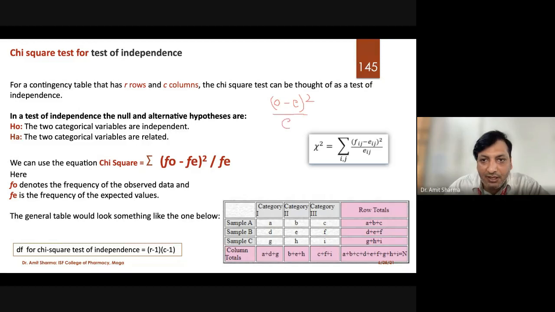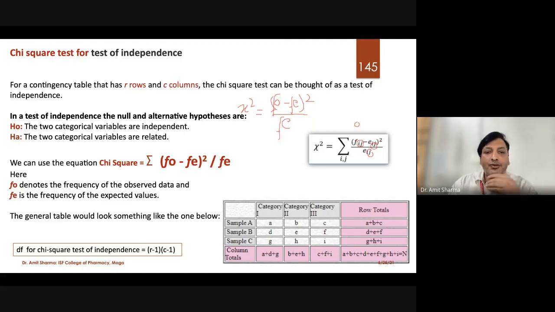divided by E. This was the formula for the chi-square goodness of fit. Whenever you add a frequency here, frequency here, and frequency here, it will become the formula of the test for independence. As you can see, instead of O, we have mentioned here O_ij. You can see at the bottom that i stands for the individual score.